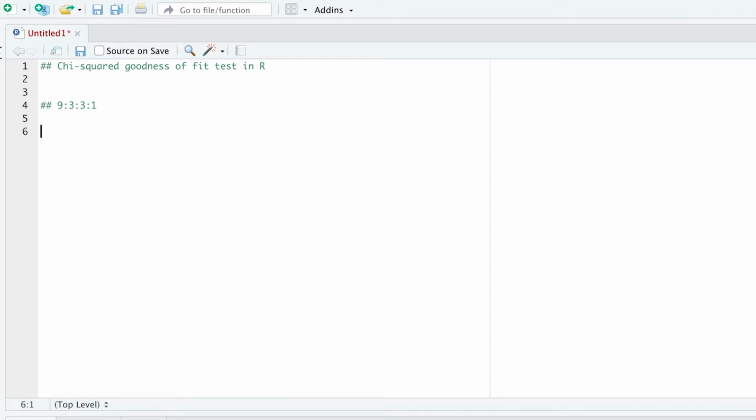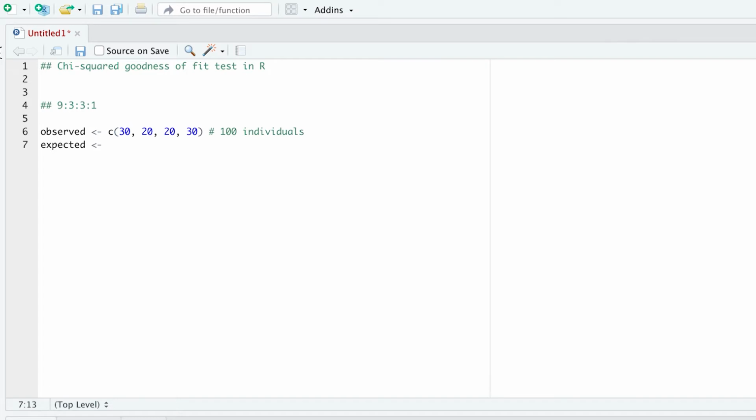Let's say we do a dihybrid cross and we take 100 offspring and we observed 30, 20, 20, 30. So we have 100 individuals. Does this frequency of phenotypes match the 9 to 3 to 3 to 1 expectation?